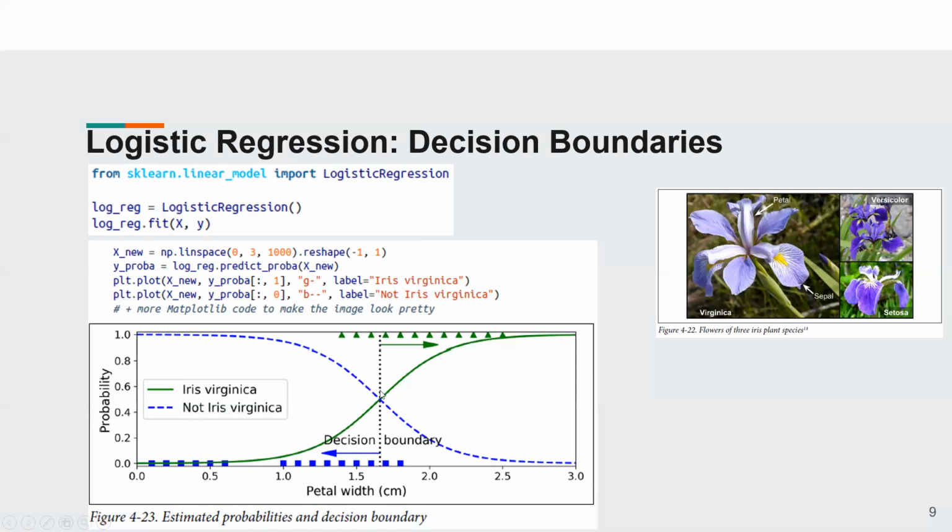However, if this line is actually too close to this side, you're running a risk that these points are classified as iris virginica. Unfortunately, these points are actually not iris virginica. So it's kind of a trade-off, right?